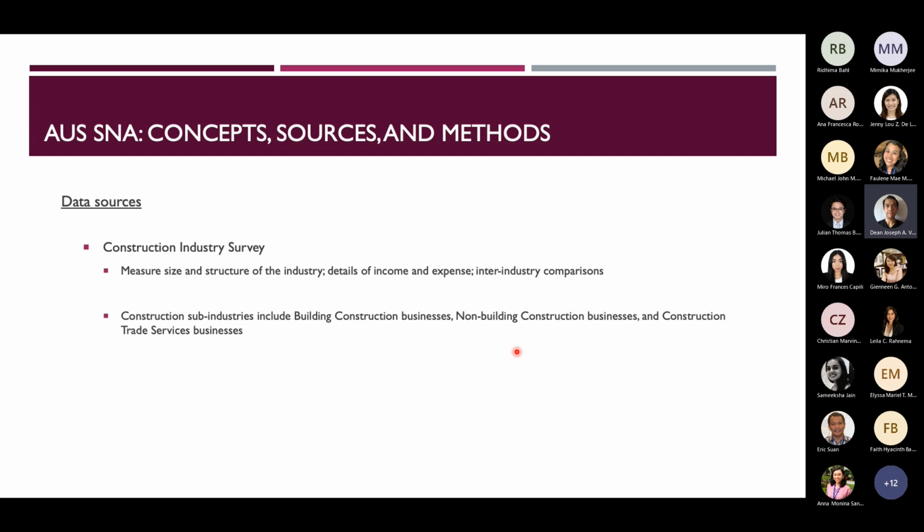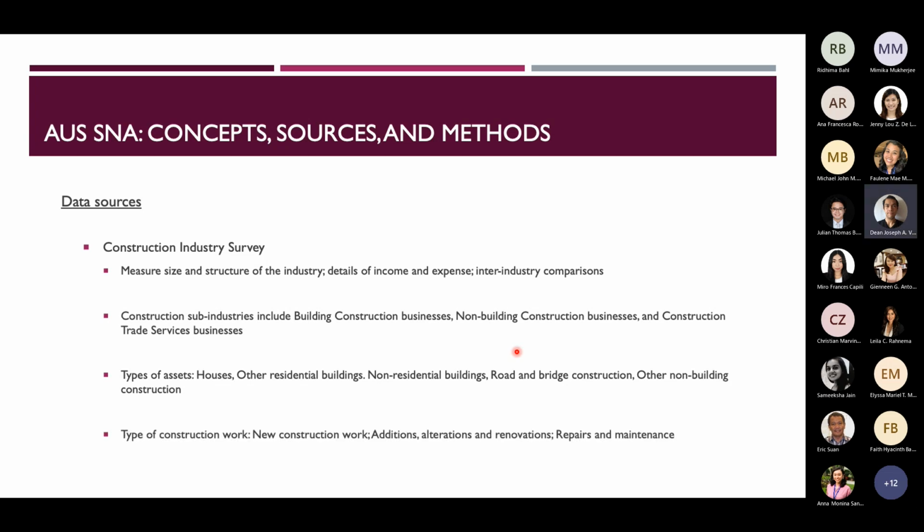So you seek information on construction sub-industries, which include building construction businesses, non-building construction businesses, and construction trade service businesses. And it covers a wide variety of construction assets. So this would include houses, other residential buildings, non-residential buildings, road and bridge construction, and other non-building construction. And an important variable that they're getting from this survey is whether the work is a new construction work, which then would end up as gross fixed capital formation or inventories depending on the arrangement of the turnover of that structure, that property. Additions, alterations, and renovations depending on the classification.